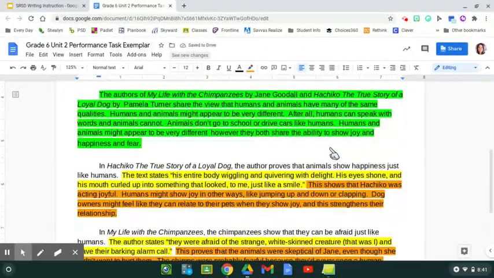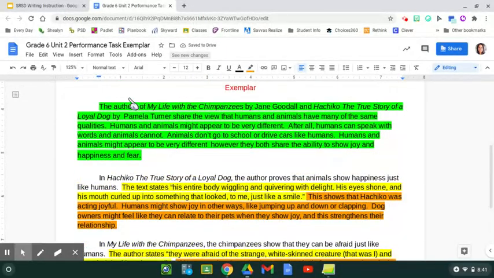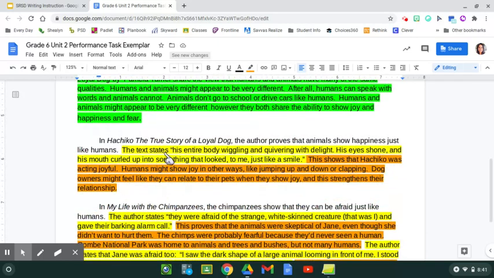So now if we look at our writing, we can see we have our green, the topic introduction. Our first paragraph has our topic sentence, and I like to highlight this in green just so that I know it's a topic sentence. We have our textual evidence, our important evidence. We have our detailed examination in orange.